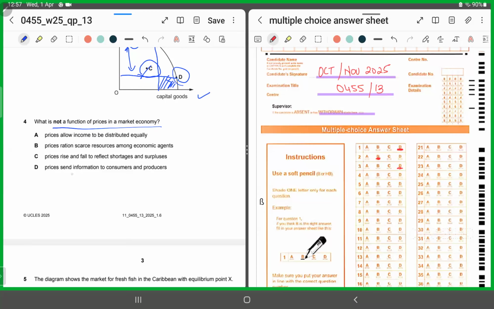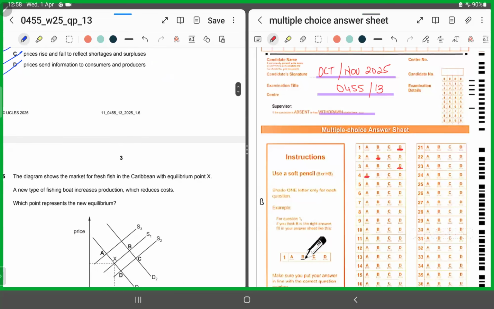D says prices send information to consumers and producers. D, that's the function. C is also the function. B is also the function. It's only A which is not the reason why prices are used as a mechanism in a market economy, because income disparity exists, income inequality exists. So for 4, it has to be A.